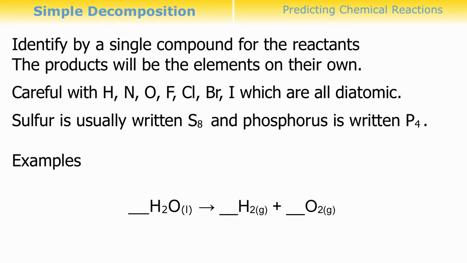Okay, another type of reaction is a simple decomposition. Decomposition would mean breaking things down. So to identify it, typically you have a single compound for the reactant, like here, and then it breaks up into its elements. So if I have water, it's going to break up into hydrogens and oxygens, like I've shown here. Notice hydrogen and oxygen are both diatomic, so I have to put a 2 with each of those.